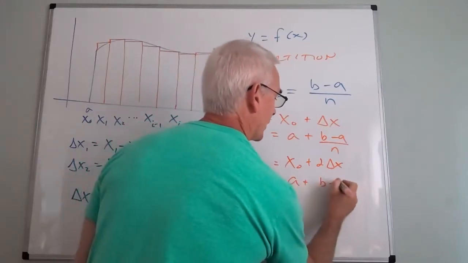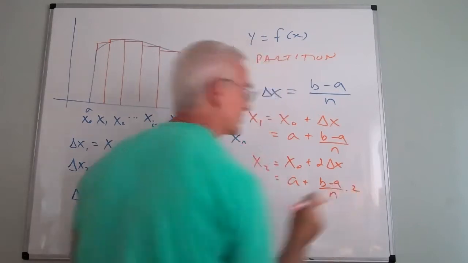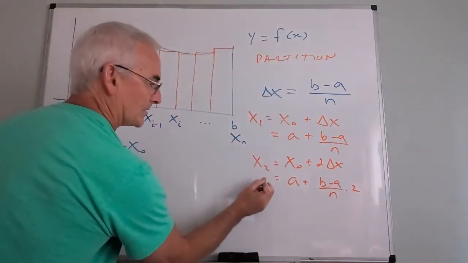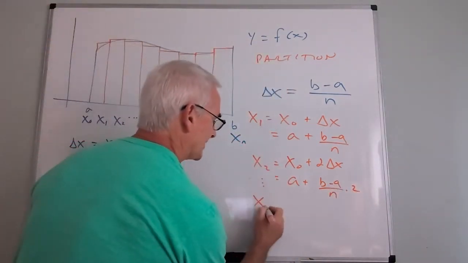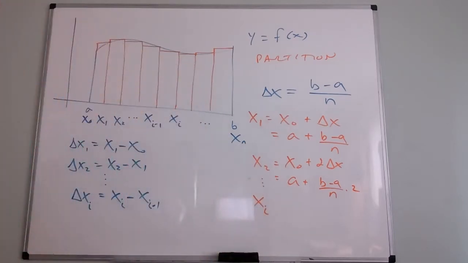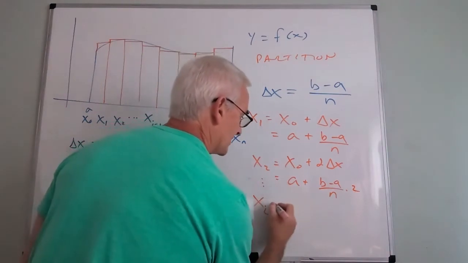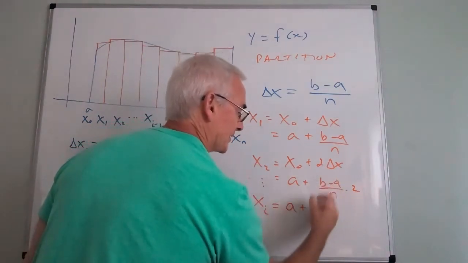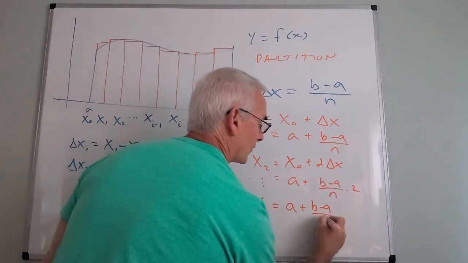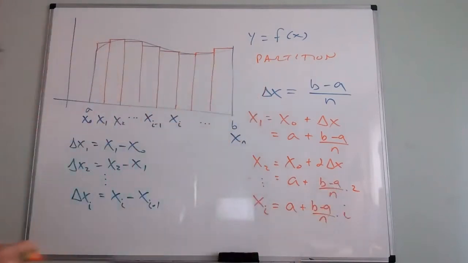I'm going to write it on the other side. I'm going to write b minus a and then times 2. Dot, dot, dot. What would xi be? Because that's actually what we want. We want to be able to describe it in general. Well, that clearly is going to be just a plus b minus a over n times i.